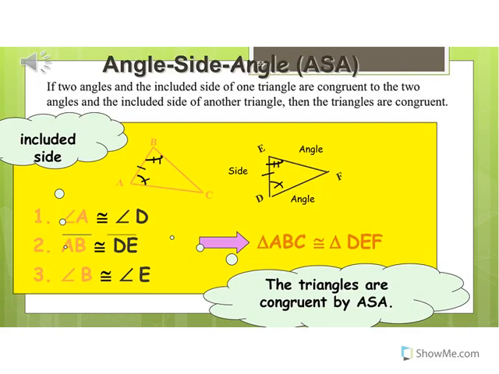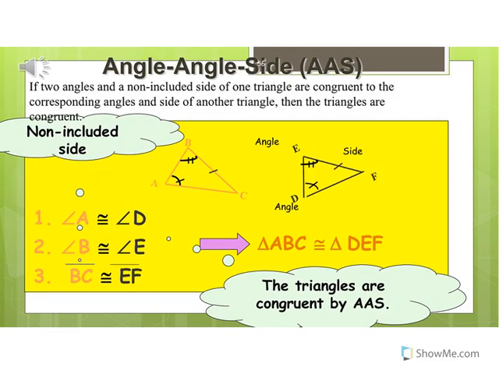Theorem number 3, angle side angle. If 2 angles and the included side of one triangle are congruent to 2 angles and the included side of another triangle, then the 2 triangles are congruent. So here we're saying that angle A is congruent to angle D, and side AB is congruent to side DE, and angle B is congruent to angle E, then the two triangles are congruent by angle, side, angle.